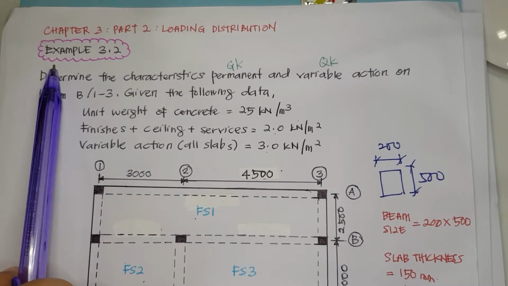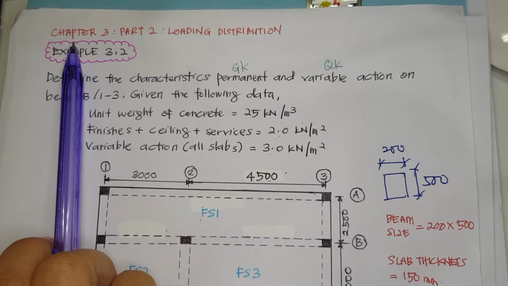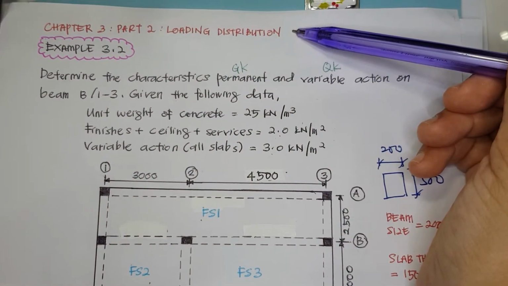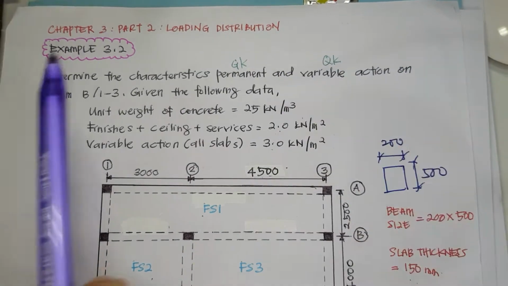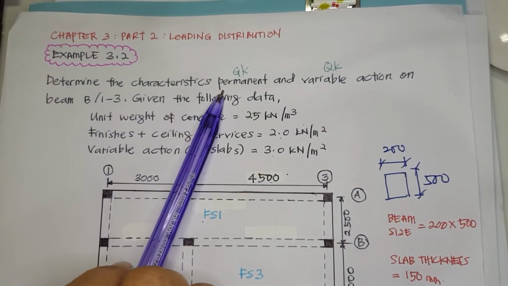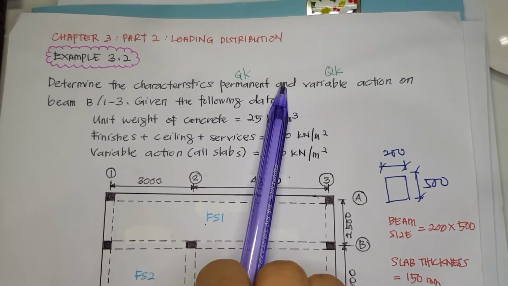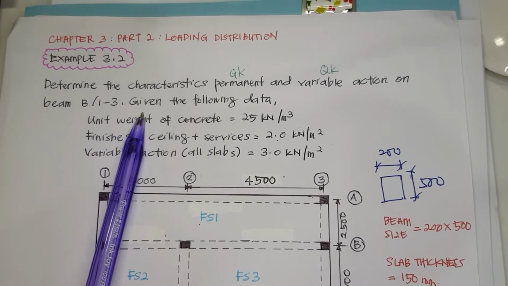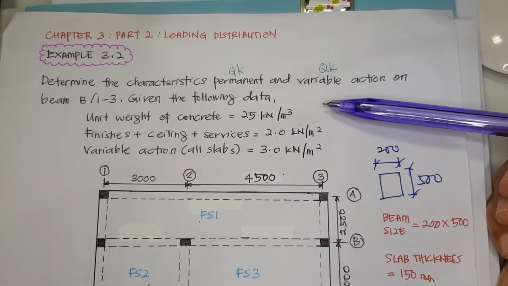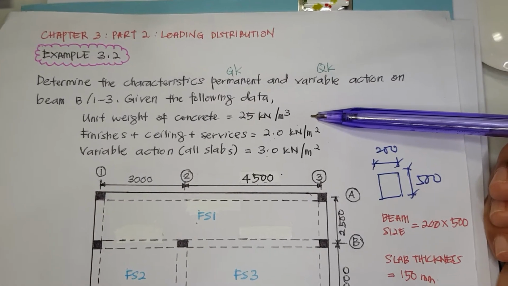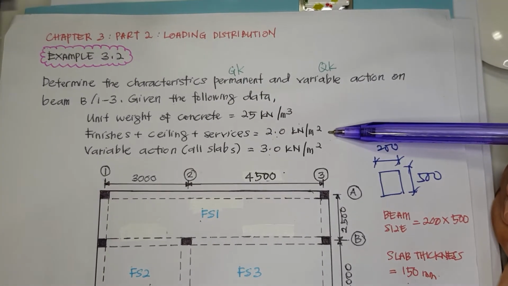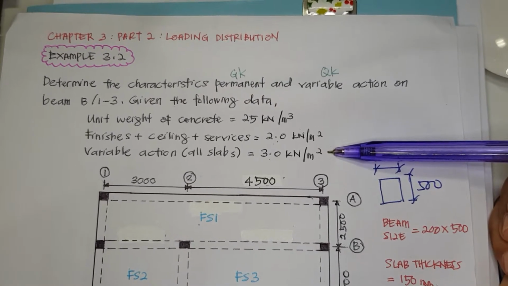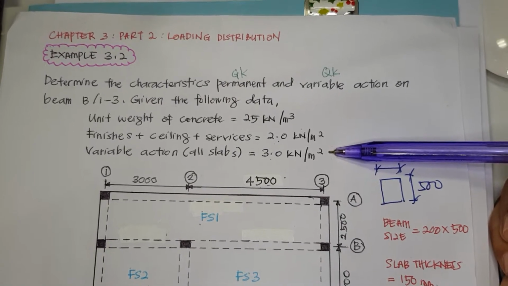Hi guys, example 3.2 from chapter 3 part 2 under loading distribution subtopic. The question is, determine the characteristic permanent action GK and variable action QK on beam B13 given the following data. Unit weight of concrete is 25 kN per meter cube. Finishes, ceiling and services 2 kN per meter square. Variable action for all slab is 3 kN per meter square.